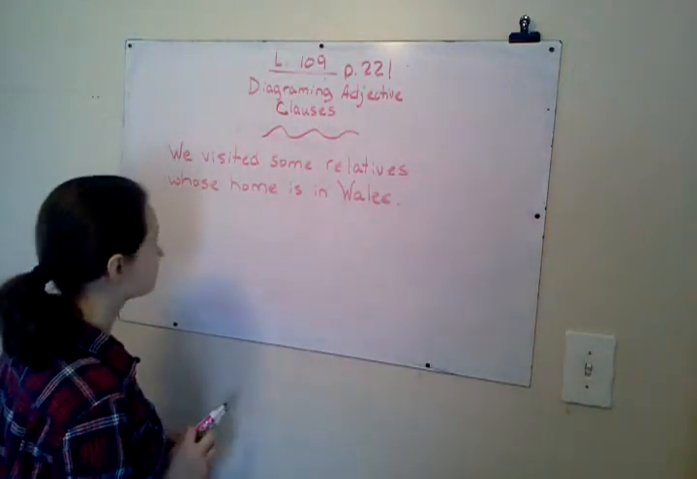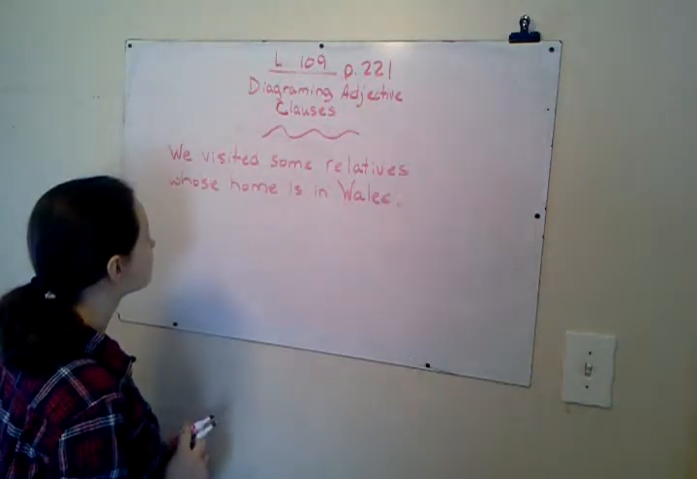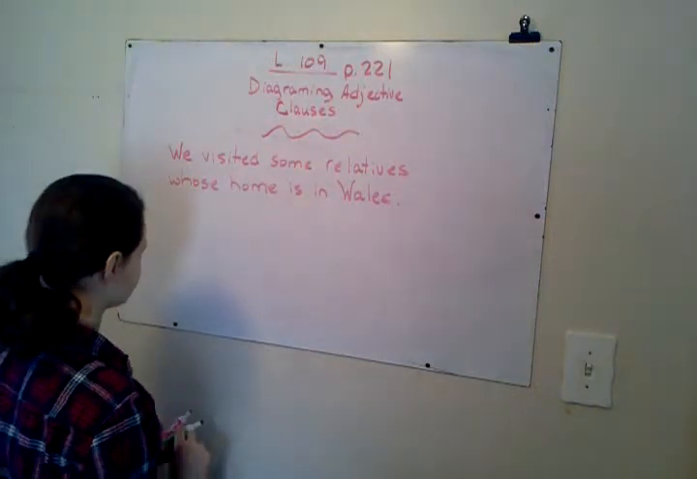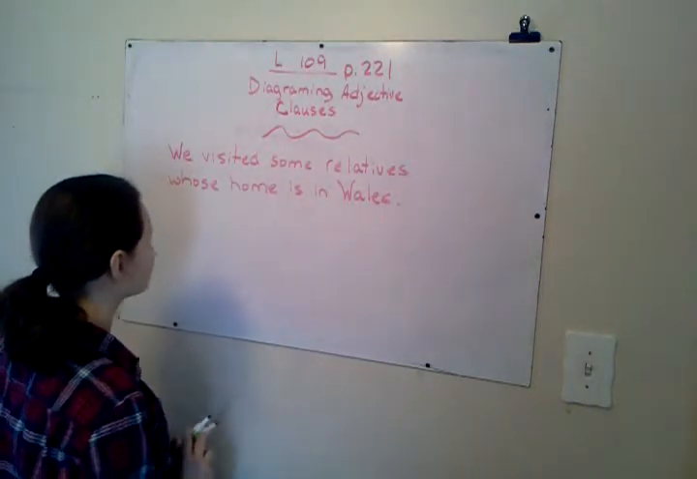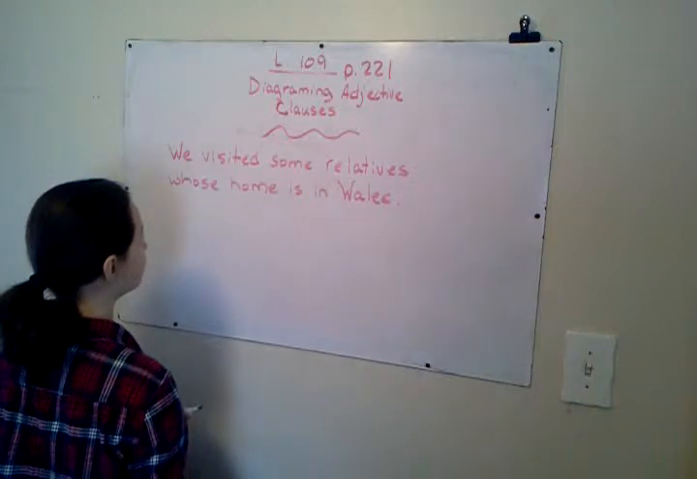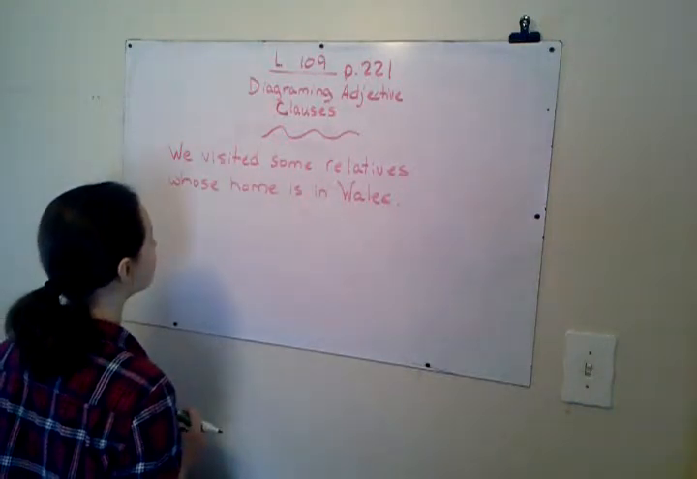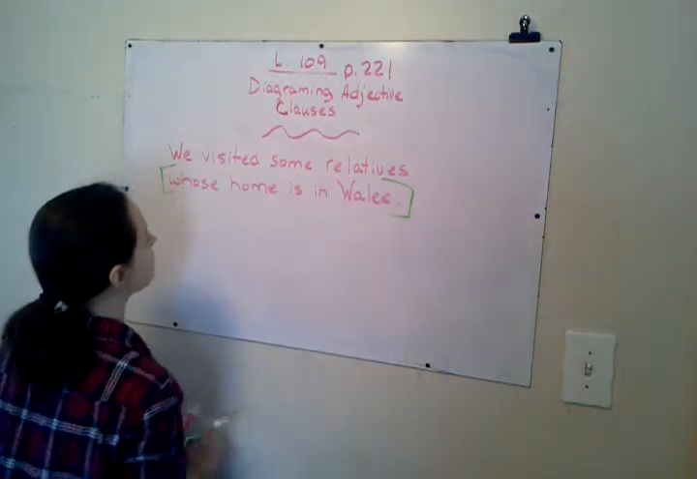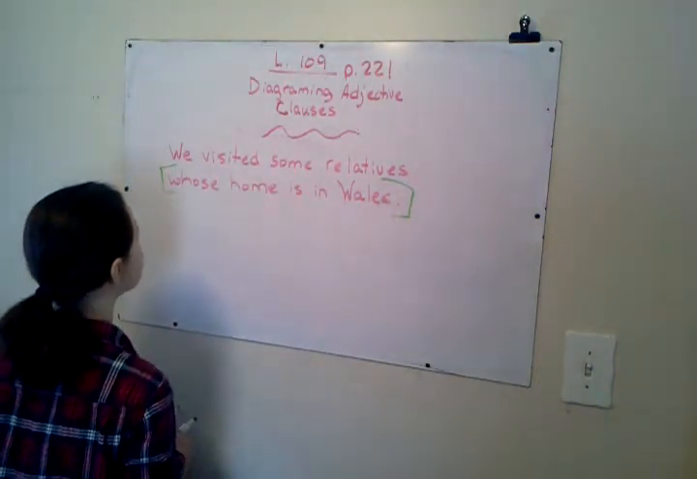All right, we visited some relatives whose home is in Wales. This is number 3 from the exercises. In this one, our relative is going to be doing a different job in the sentence. Okay, so first, identify the clause. The clause is, whose home is in Wales. That is modifying the word relatives. Which relatives? The ones whose home is in Wales.